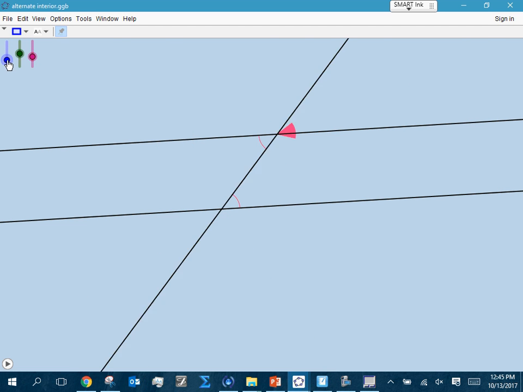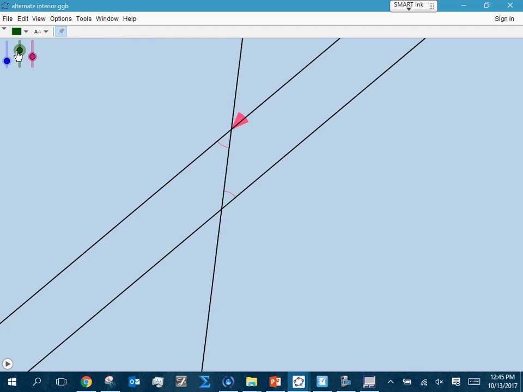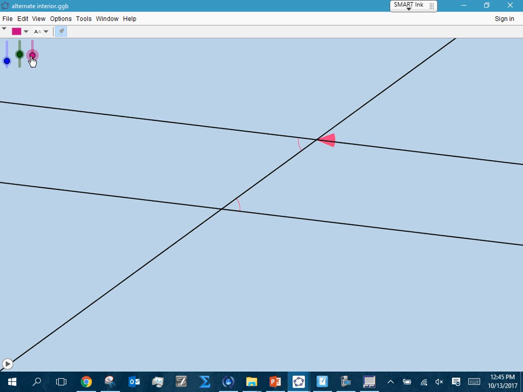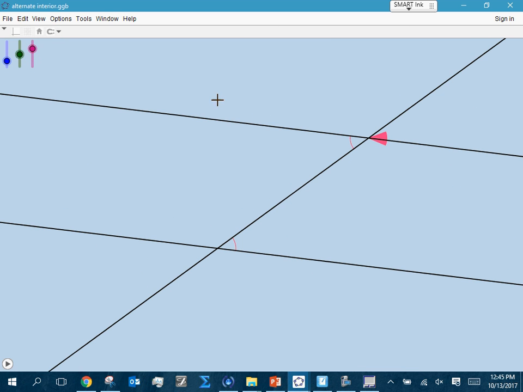But you can move these things around. You can move these lines around. But the concept is that no matter how you orient your parallel lines and your transversal, you're still going to get, in this case, alternate interior angles to be congruent, right? So it doesn't matter the nature of your parallel lines as long as they're just parallel.